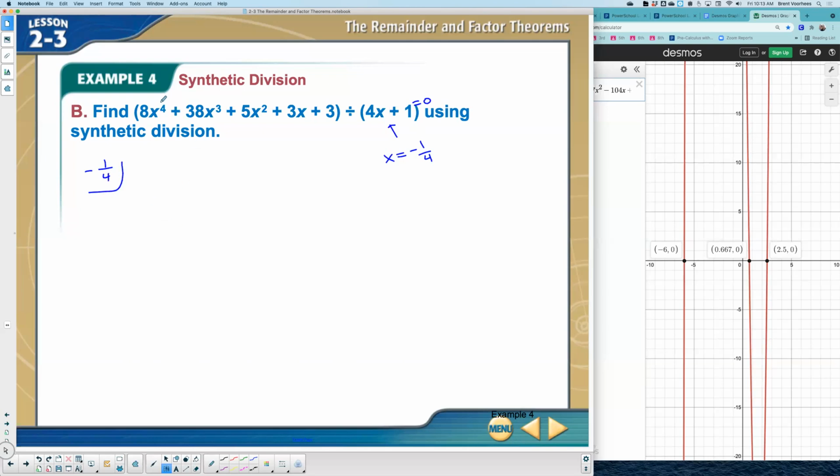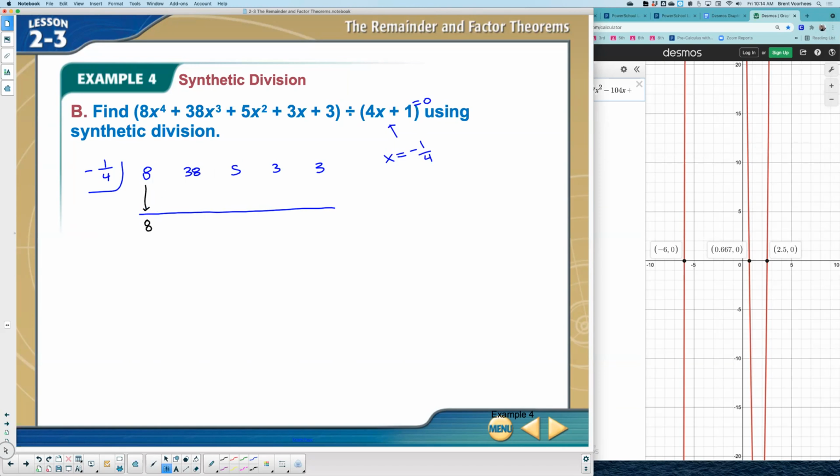Now we check, are we missing any powers? It goes 4, 3, 2, 1, none. Are we good or are we missing something? We're good. So you write out the coefficients. 8 followed by 38, followed by 5, followed by a 3 and then one more 3. There's my line. I'm going to drop my 8 down.